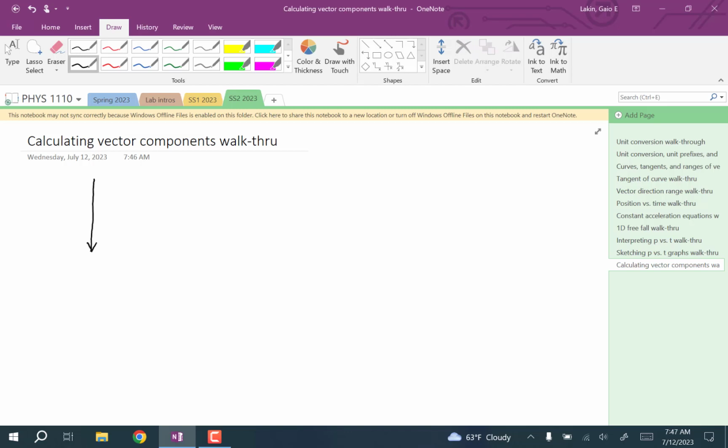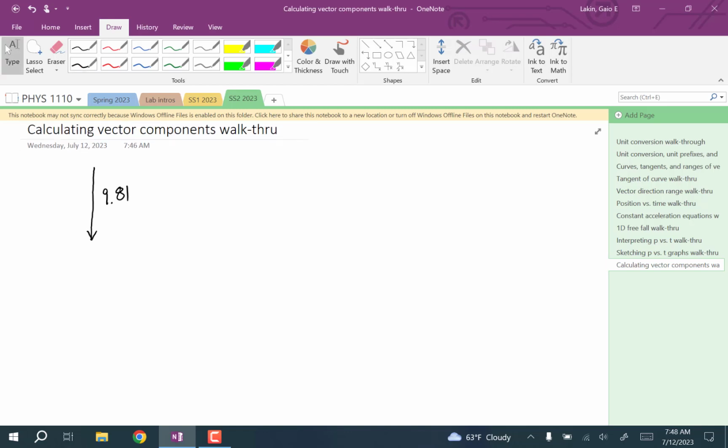this, just pointed straight down, and it has a magnitude of 9.81. Okay. And let's say we want to calculate this in 3 coordinate systems. So the first one, we're just going to use our most familiar coordinate system.